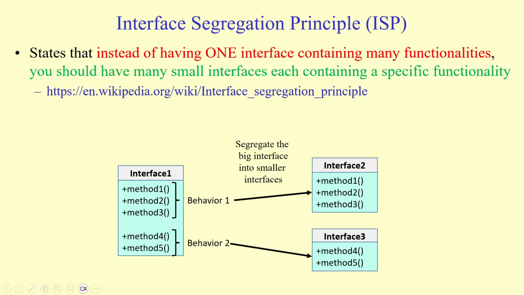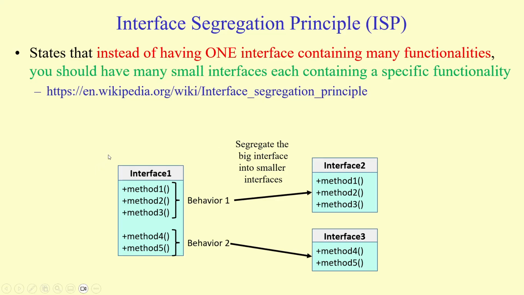The next SOLID design principle we will be looking at is the interface segregation principle, which states that instead of having one interface containing many functionalities, we should have many small interfaces, each containing a specific functionality.